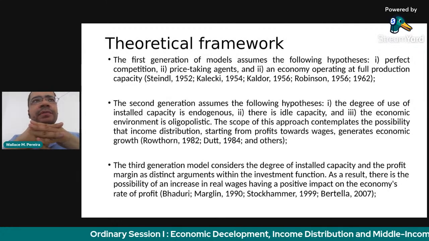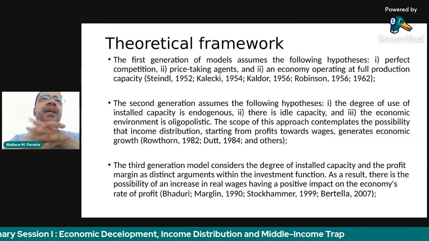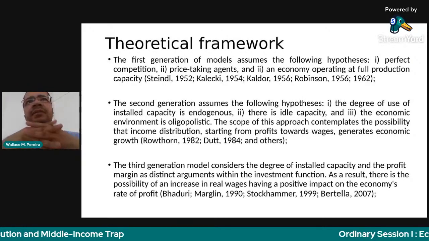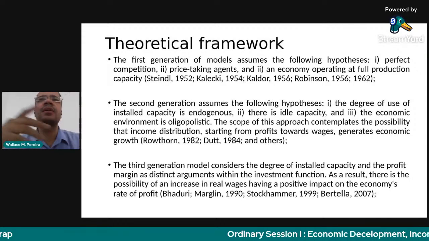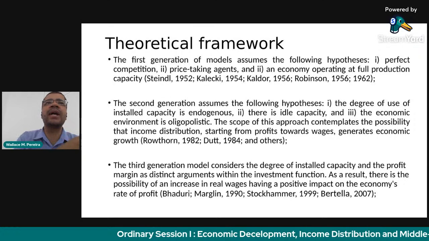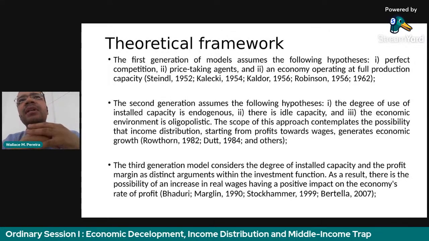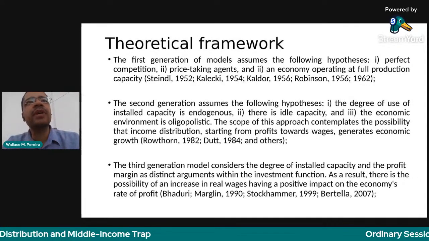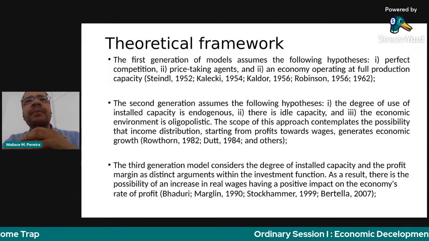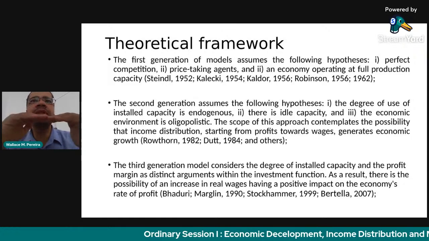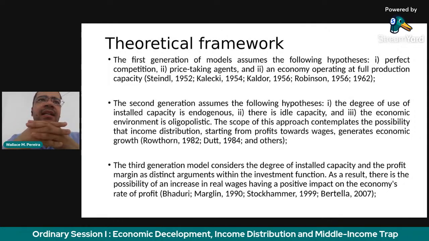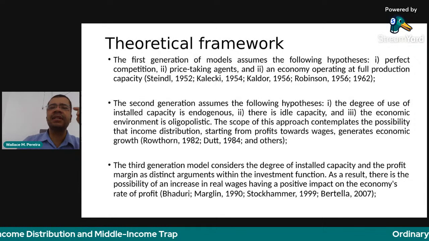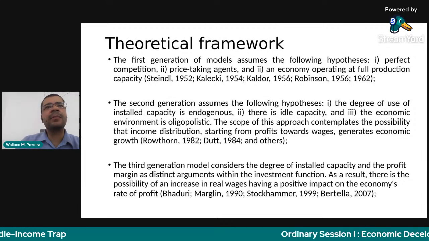But about the functional distribution, it's important to show that there are three generations. The first generation of models assumes the following hypotheses. One, perfect competition. Two, price-taking agents. And three, economic operation at full production capacity. The second generation assumes the following hypotheses. First, the degree of use of the installed capacity is endogenous. Two, there is idle capacity. And three, the economic environment is oligopoly.